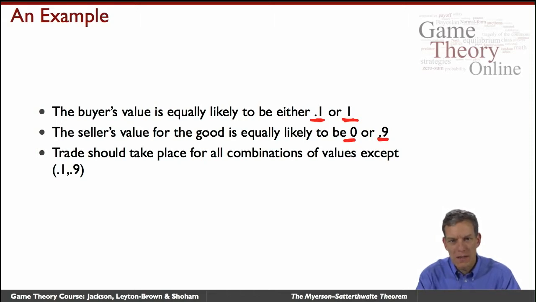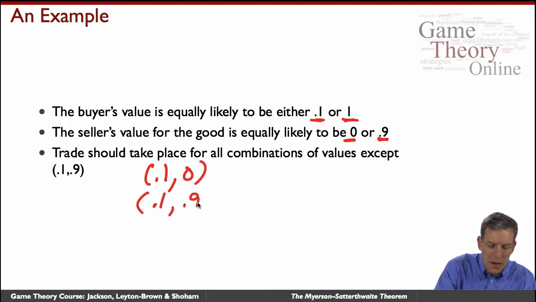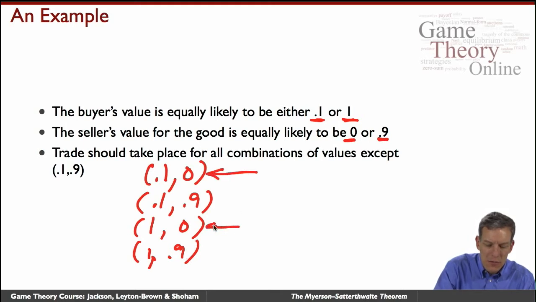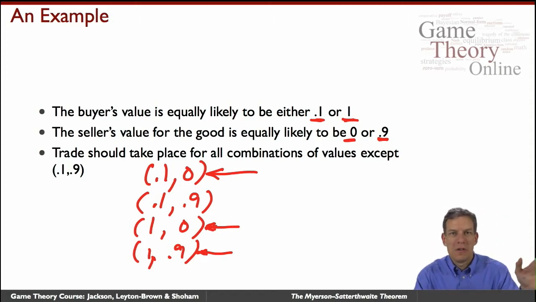So in 3 out of the 4 cases that are possible, we can think of listing buyer's value first, then seller's value. You could have (0.1, 0). We could have (0.1, 0.9). We could have (1, 0), or (1, 0.9). So those are the 4 combinations. And basically in 3 of these, the buyer's value is higher than the seller's, and we should have a transaction because now there's an efficiency gain in trading the good from the seller to the buyer. We get a higher utility. They can make a payment. There's gains from trade here.